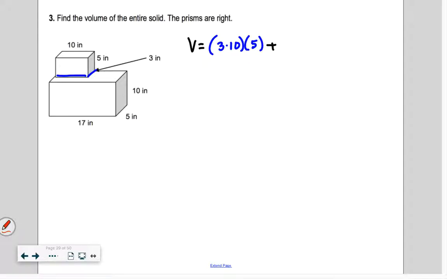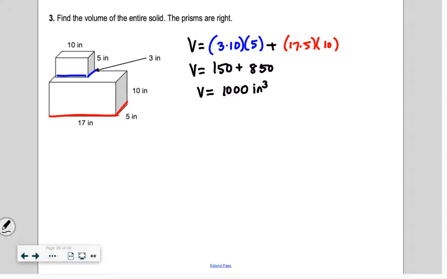Okay, the next one. Isn't it 150 altogether? Mm-hmm. The next one has an area of a base of 17 times 5, and its height is 10. So Cam's saying he already found 3 times 10 times 5, which was 150. How about the 17 times 5 times 10? Yes, good job. So if I add those together, oh, what a nice number. Isn't that so pleasing? 1,000 cubic inches. And that's our answer.